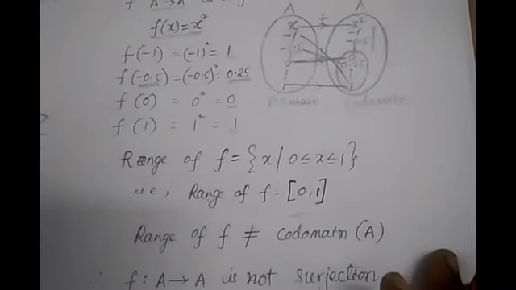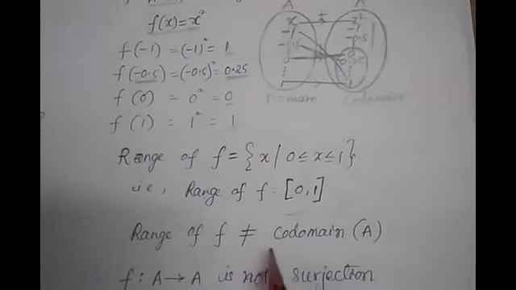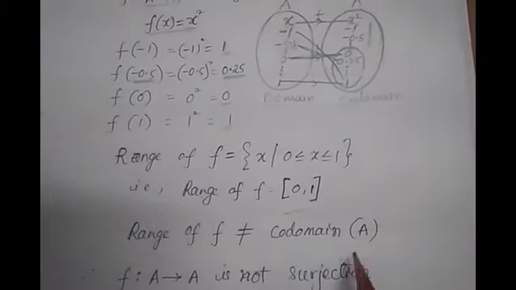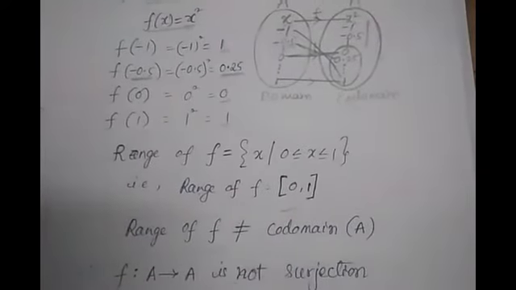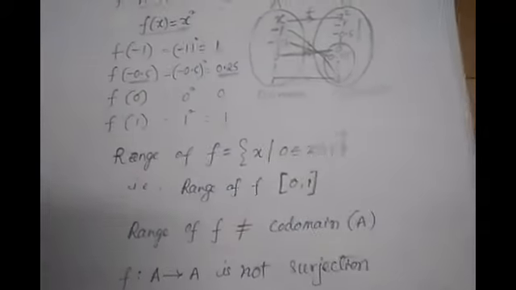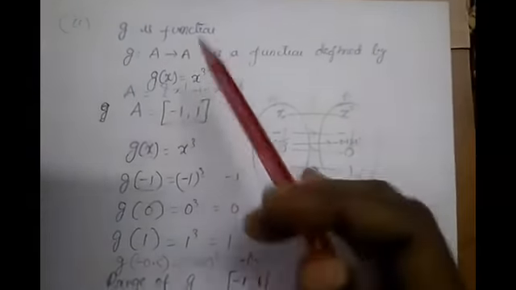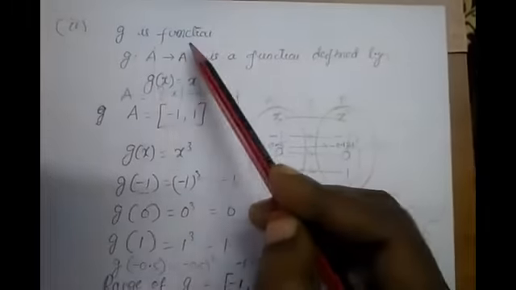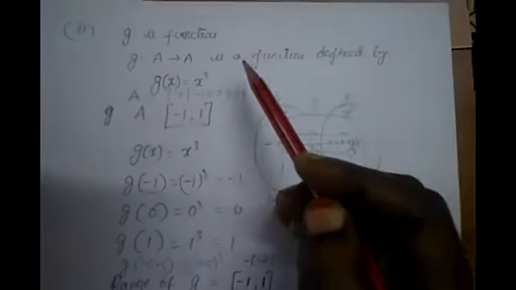Now, the range of f is not equal to the codomain. So we can say that the function f is not a surjection. Now show whether g is a surjection or not.